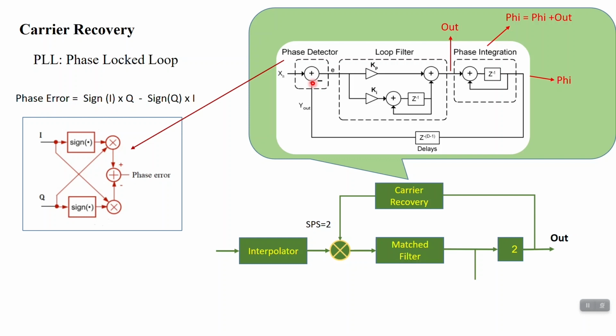Then the error is provided to a loop filter again. It's the loop filter of the PLL, not the loop filter of timing. The loop filter of timing is separate from this loop filter. After estimation of the phase error, you provide it to the second order loop filter of the PLL, and after that feed it to a phase integration. In fact, it is a phase accumulator, and this is a simple formula.